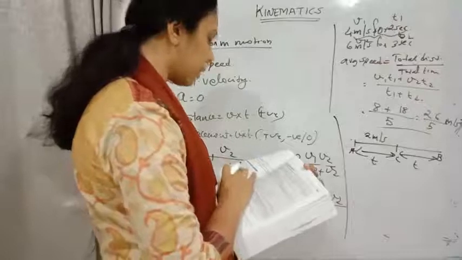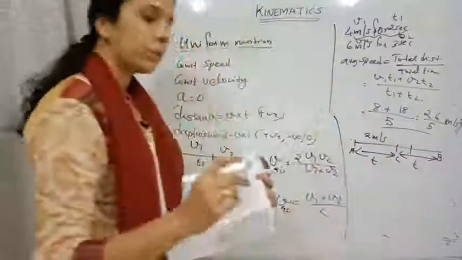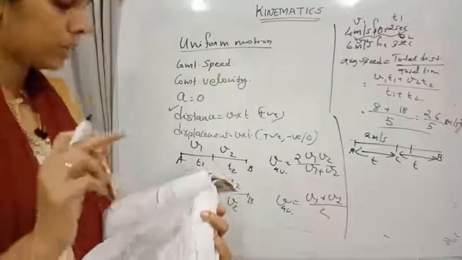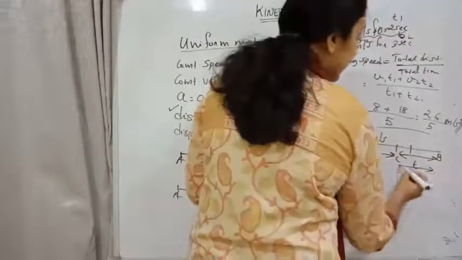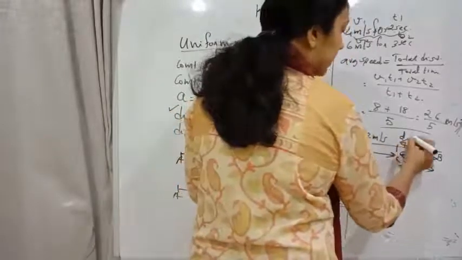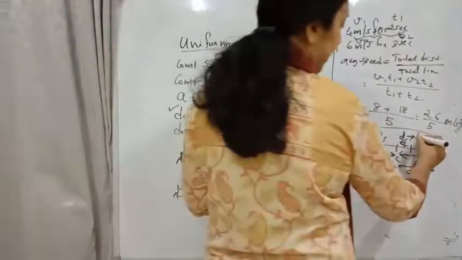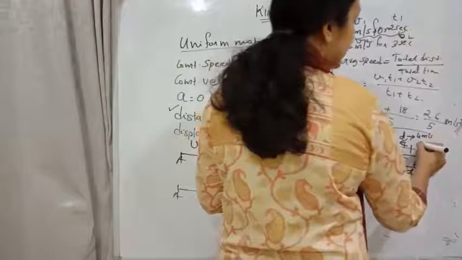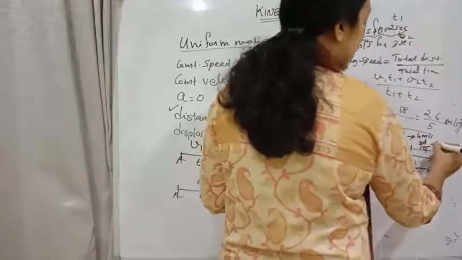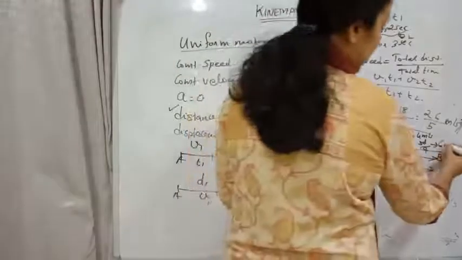And in the next half, 1/4 of the distance is moving with a constant speed of 4 meter per second. So if it is taking D distance over here, then D by 4 distance it is traveling with a speed of 4 meter per second, and the next 3D by 4 distance it is traveling with a velocity of 6 meter per second.